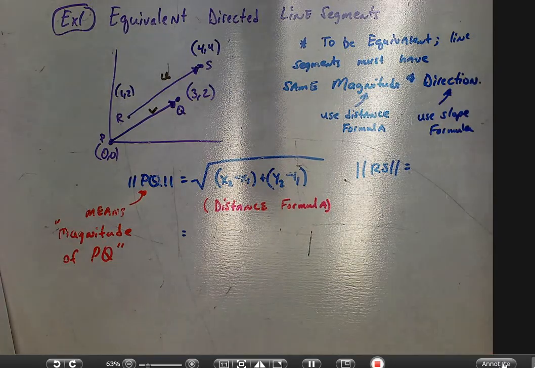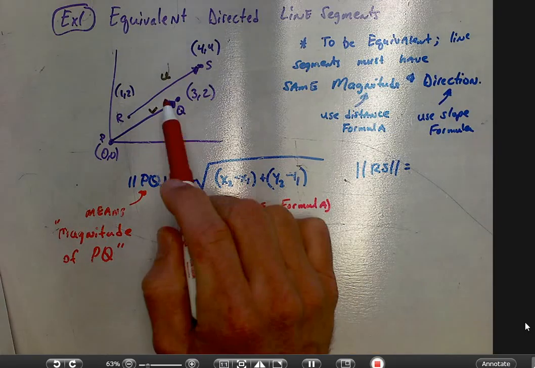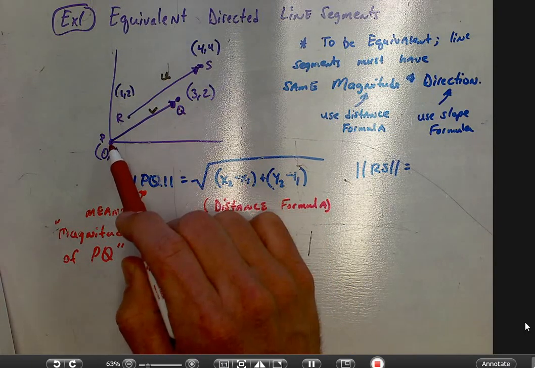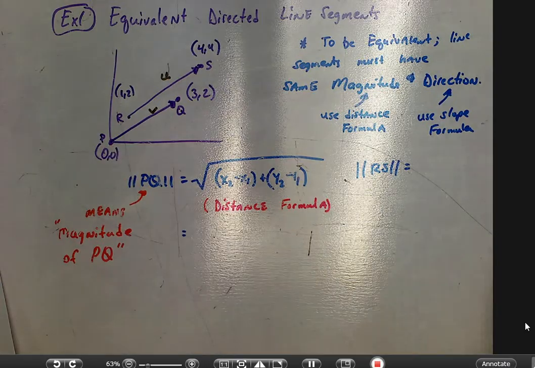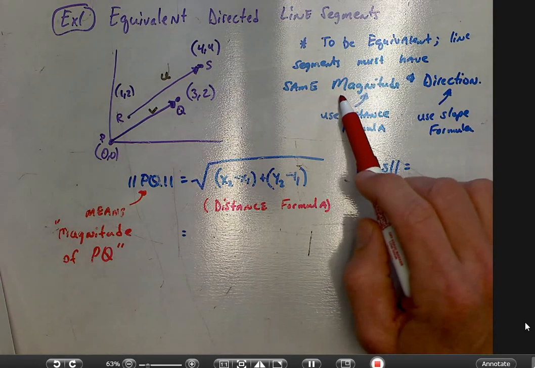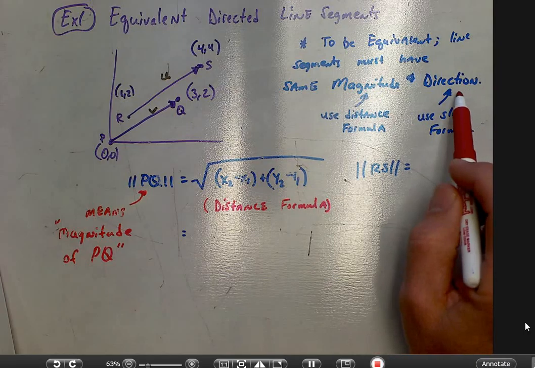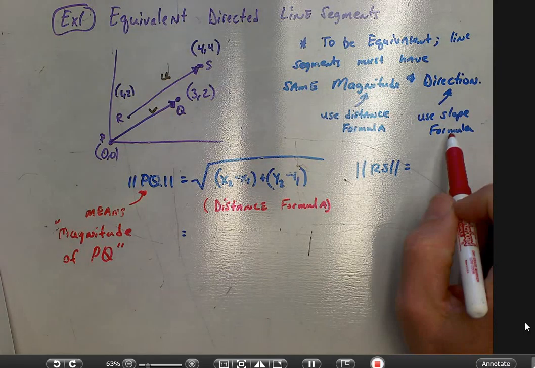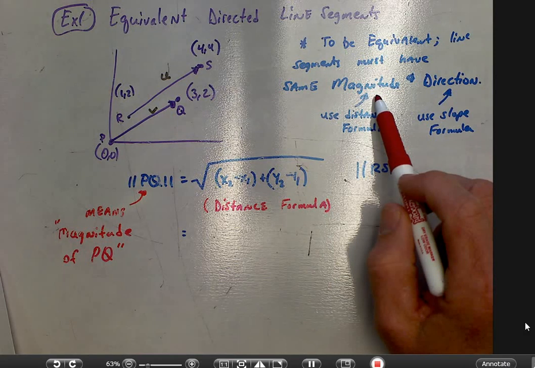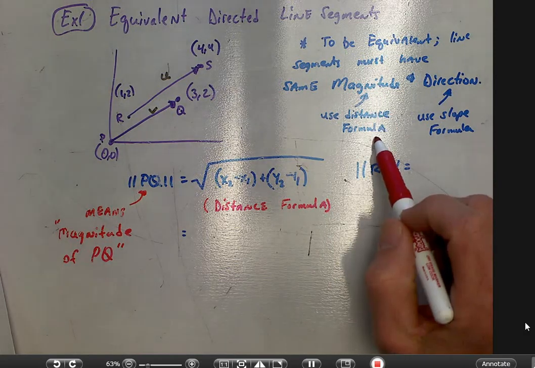So we have two line segments, directed distance. Notice that the arrows indicate the terminal side, and the other point that does not have the arrow on it is the initial side. In order to be equivalent, the line segments must have the same magnitude and the same direction. For direction, we're going to use the slope formula, which means their slopes have to be the same. For magnitude, we're going to use the distance formula, which means the distances have to be the same when you figure them out.